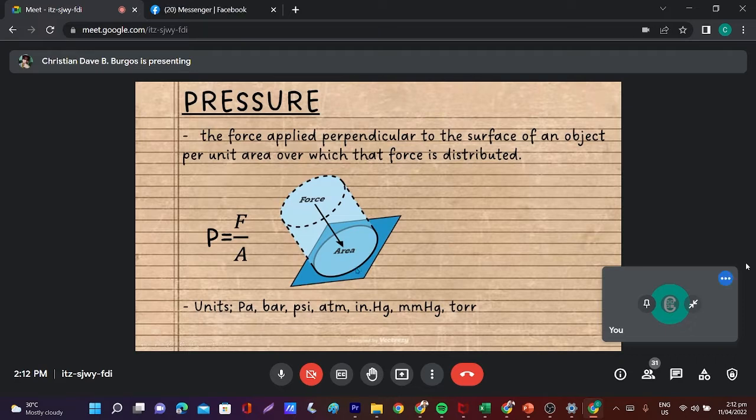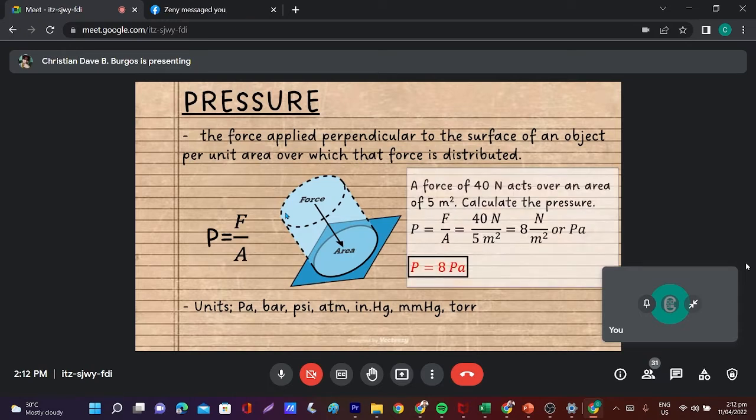Okay? Then for the units of pressure, the SI unit is Pascal or Newton per square meter. But other common units are bar, PSI, ATM, inch of mercury, millimeter of mercury, and torricelli. Then to appreciate the definition of pressure earlier, there is a simple problem here.